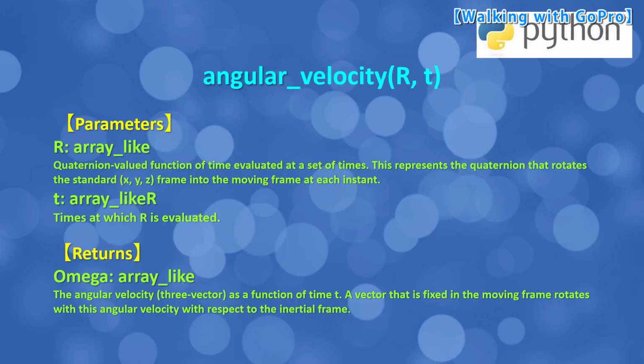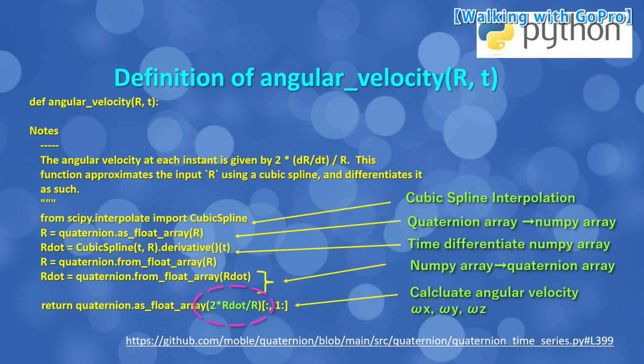Next, let's calculate using the angular velocity function contained in the Python quaternion library. The argument is an array of quaternions and the corresponding time array, and the return value is an array with angular velocity having x, y, and z components. Since the function definition is described on the GitHub site, I will introduce it. The package called scipy is used to calculate the time derivative r dot of the quaternion. Angular velocity calculation is described in the return statement.